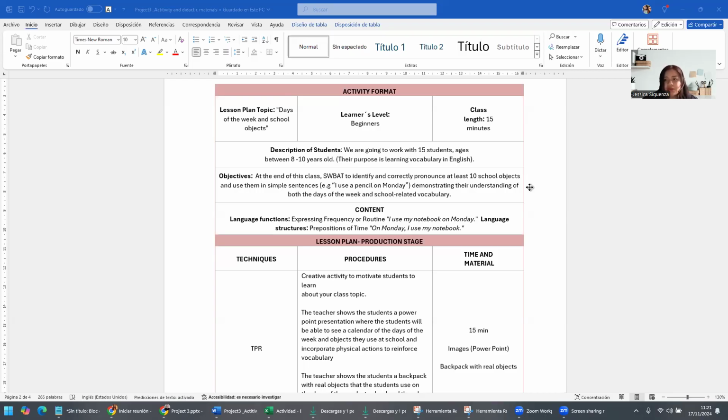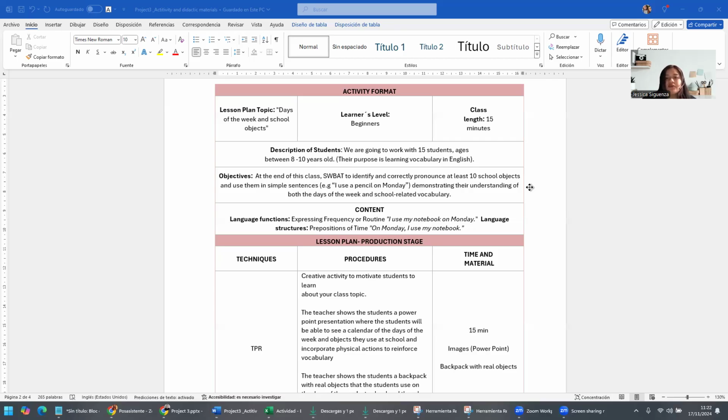Subject. To continue with this project, we have, as you can see, the lesson or the activity format, and we start with the plan. The topic is days of the week and school objects. The learner level is beginners. The class lasts 50 minutes, and we're going to work with 50 students aged between 8 and 10 years old. The purpose is learning vocabulary in English.